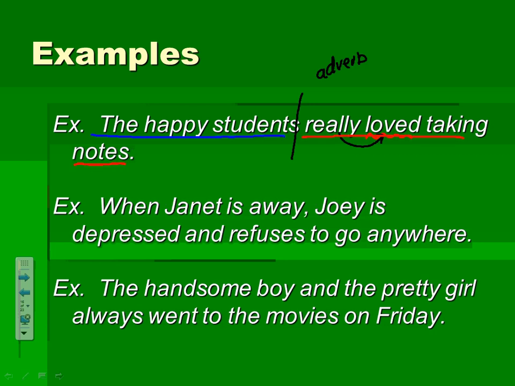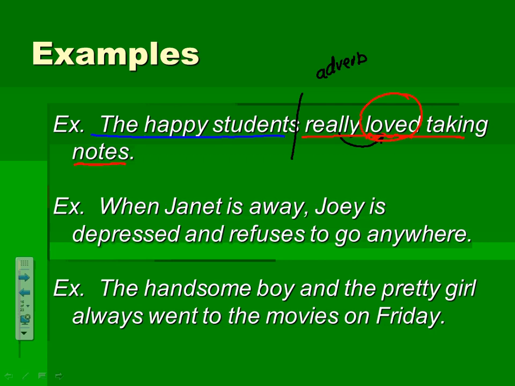Now I can't stop here because remember, we weren't asked to identify the complete subject and complete predicate. We were only asked to identify the simple subject and the simple predicate. So let's go on to the next step. Look at the last half of the sentence. Really loved taking notes. What is just the verb, the action, or the state of being that's happening here? Well, it's tempting to put taking, right? But is that what they're actually doing? No, they're actually loving. That's what's happening in the sentence. So my simple predicate, just the verb, is loved.